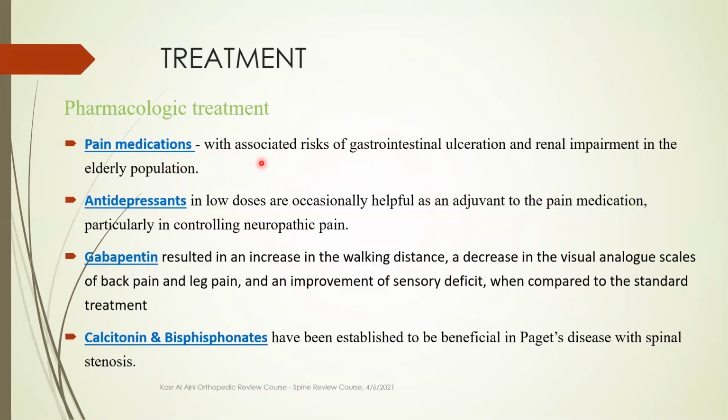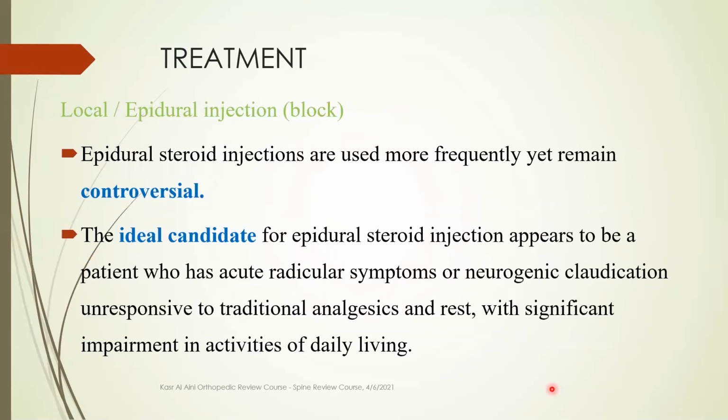Pain medications include paracetamol and non-steroidals, taking care of gastrointestinal affection and renal impairment. Antidepressants in low doses are occasionally helpful as an adjuvant to the pain medication, especially in neuropathic pain. Gabapentin resulted in an increase in the walking distance, decrease in the VAS score for back and leg pain, and improvement in sensory deficit when compared to the standard treatment. Calcitonin and bisphosphonates have been established for patients with Paget's disease with spinal canal stenosis.